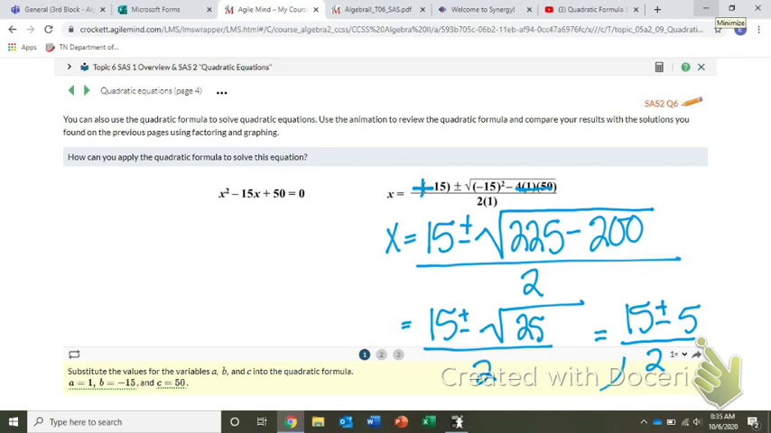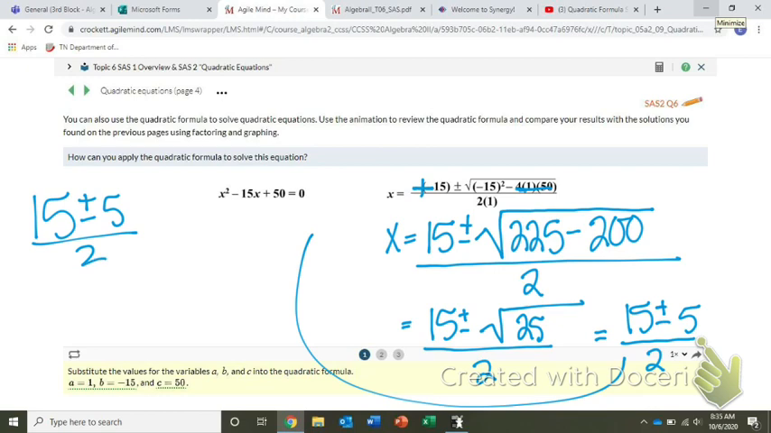So, I'm going to move this over here so I have more room. So, we have a 15 plus and minus 5 over 2. This is the same thing as me saying 15 plus 5 over 2 and 15 minus 5 over 2. All I did was split it up. I did nothing more, I did nothing less. I just split it up.